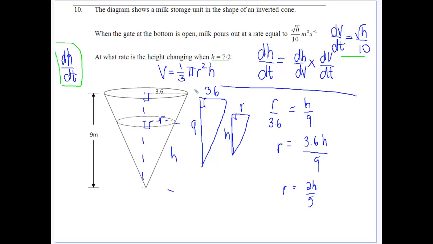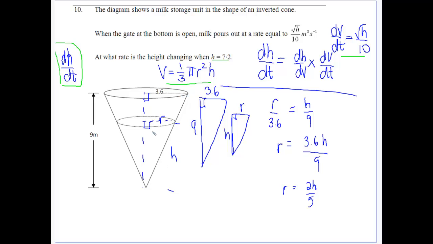That's our aim. What we do know is that we've got dV/dt is equal to root h on 10. So dh/dt would equal dh/dV times dV/dt, because we can get an expression in there. But what about dh/dV? Well, the problem we start off with as well is that the volume for the cone is 1/3 pi r squared h, which is not all in terms of h. So we just can't derive V with respect to h to get something for this expression. What we need to do is a bit of a manipulation. We know the height is 9 meters, that's given to us. Our radius is 3.6 meters to start off with.